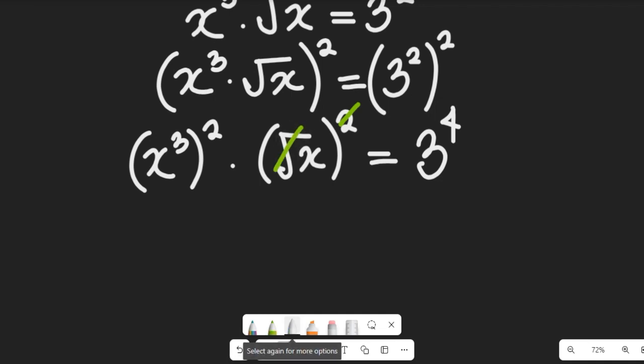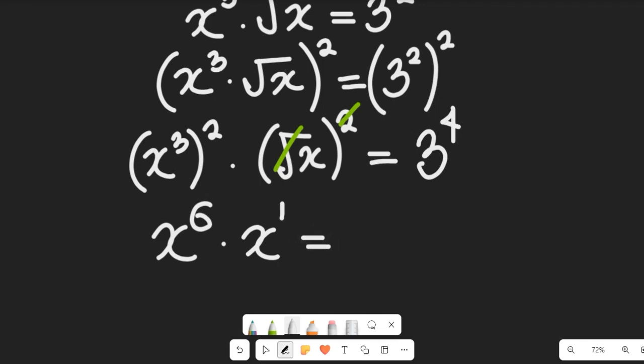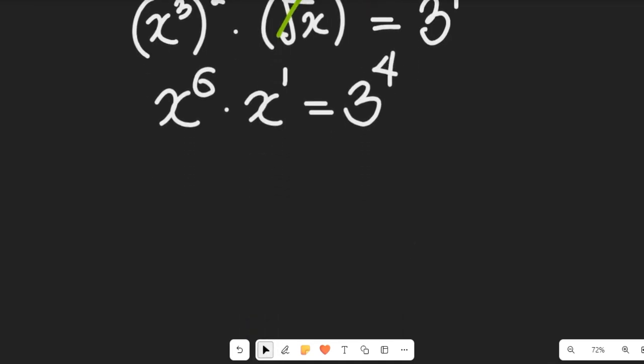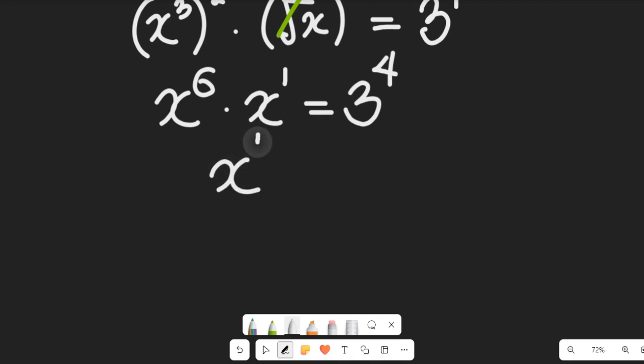Great. Now from that expression, you come to see that this square will definitely clear this square root, and then we'll be left with x to the power of 3 times 2, which gives us 6, multiplied by x to the power of 1, and this will be equal to 3 to the power of 4. Now, simplifying using the laws of indices, that will give us x to the power of 7 equal to 3 to the power of 4.